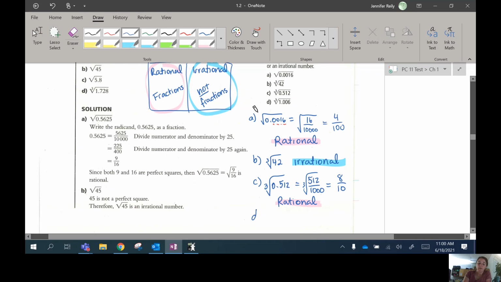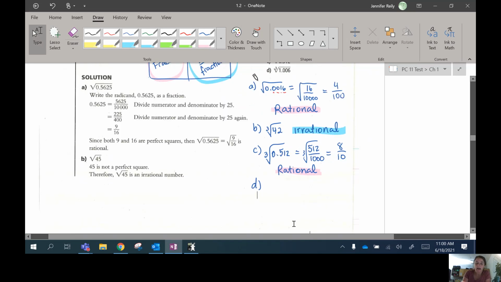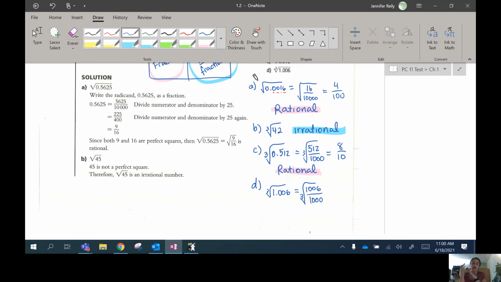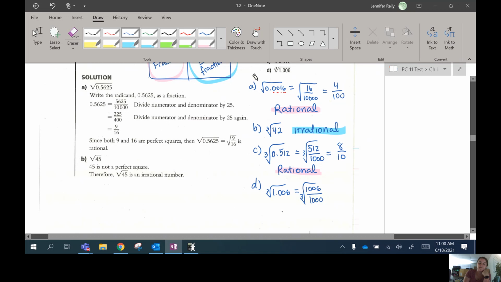And finally, the last one, if you want to pause here and try the last one on your own and then check back, you can. Again, let's write that as a fraction so we can look at it a little bit closer. It'd be 1,006 over 1,000. Now 1,000 is a perfect cube, but 1,006 is not. Nothing multiplied 3 times makes 1,006. And so this is irrational.